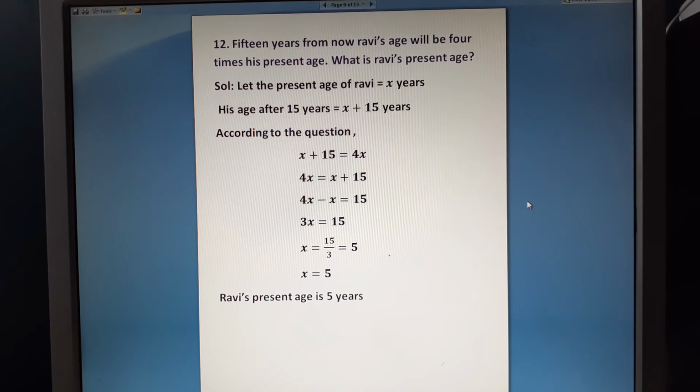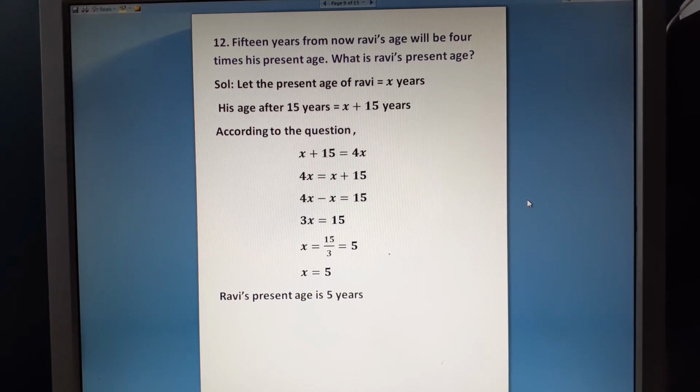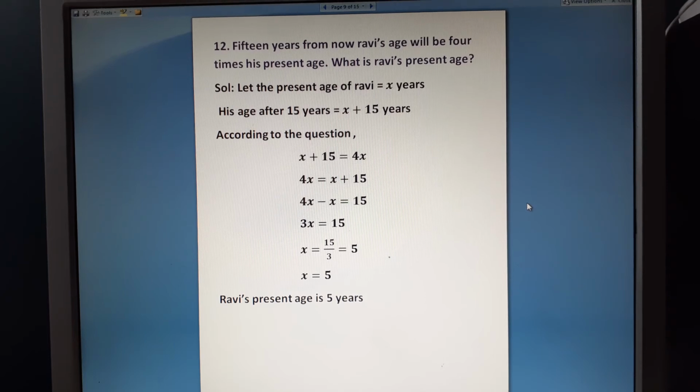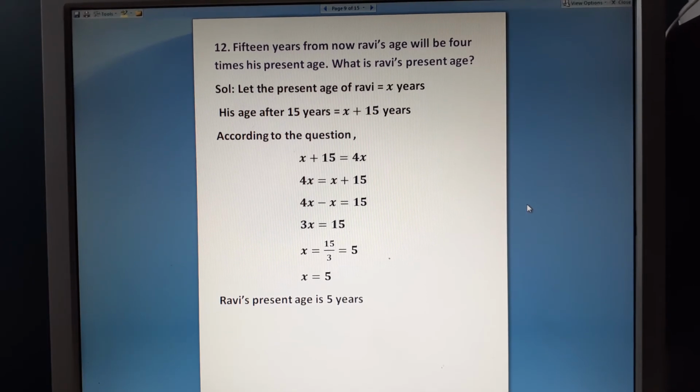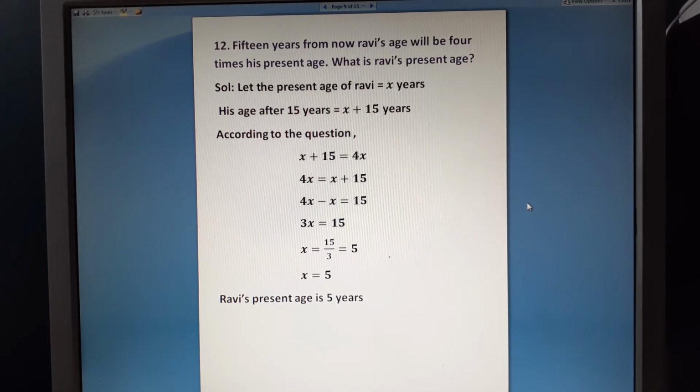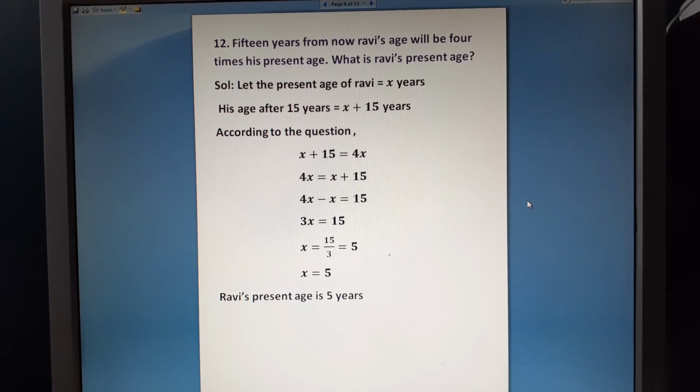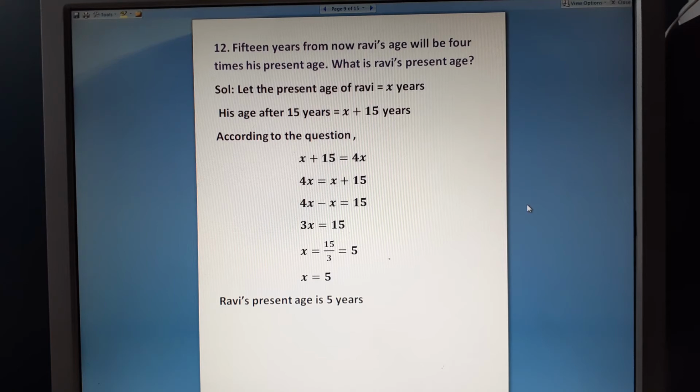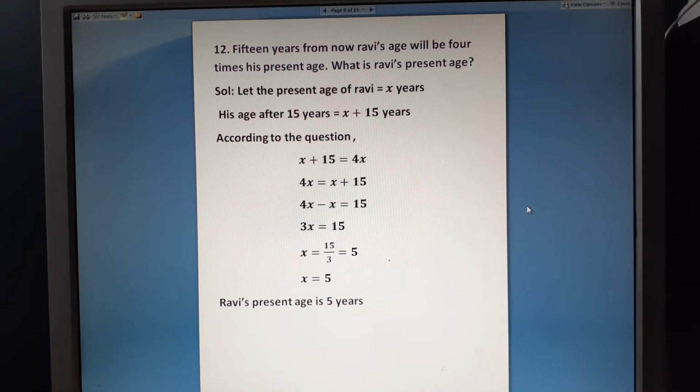Now 4x is equal to x plus 15. Take right hand side x to left hand side, it changes into minus x. That is 4x minus x is equal to 15. 3x is equal to 15. x is equal to 15 divided by 3. That is equal to 5. Now Ravi's present age is 5 years.